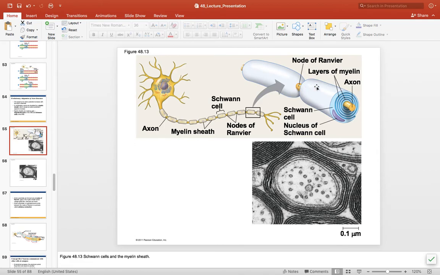So the more myelin that you have, the better your nervous system works. As people age, they tend to lose myelin, and so their movements of messages do not travel as fast or as far, sometimes not at all.